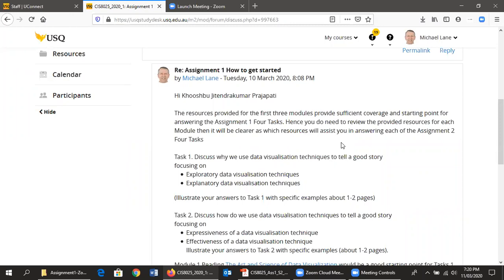I'm assuming that you also read the assignment specifications, and then go through those resources in terms of working out how they will assist you in answering each part of the assignment. Sorry, that's a typo there. That should be Assignment 1's 4 tasks.